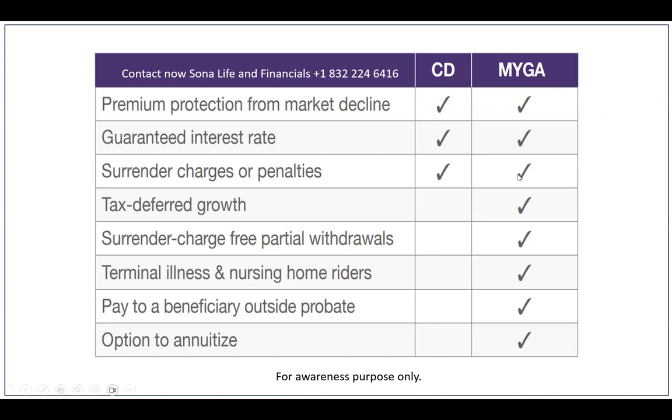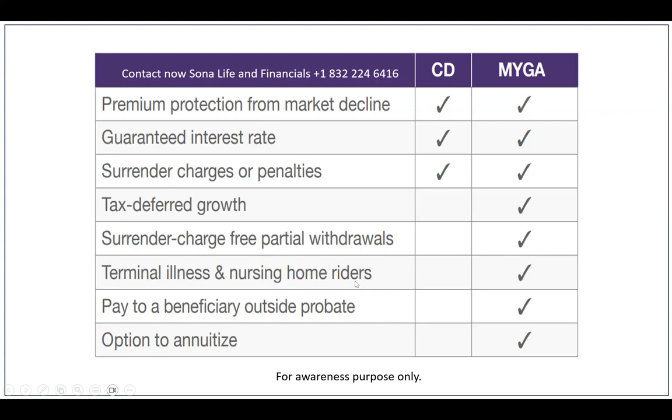Another one is surrender charge free partial withdrawal. Now in CDs there is no such partial withdrawal, while in MYGA you can withdraw 5 to 10%. Normally all the financial institutions give that leverage, that you can withdraw some amount partially without any penalty or surrender charge. So that is again a very beautiful and important aspect of having MYGA.